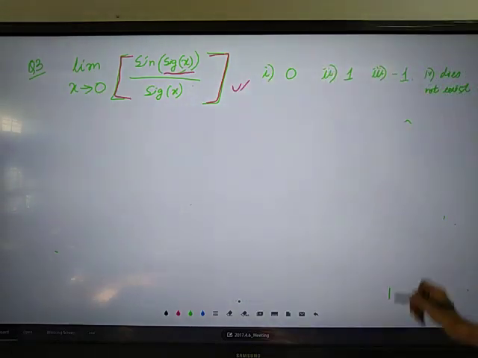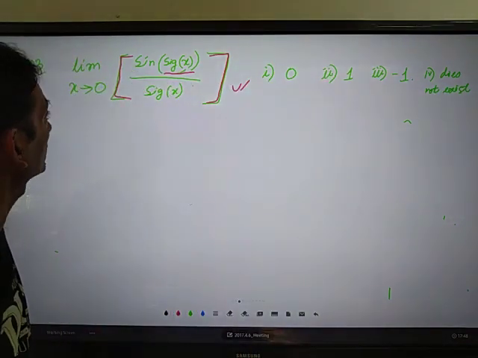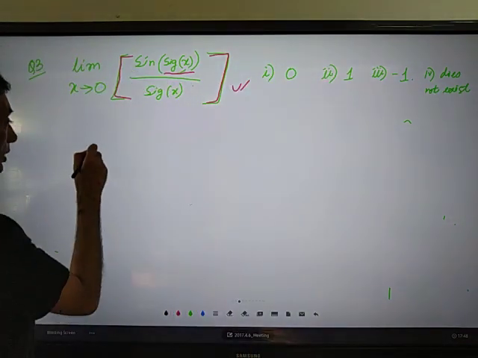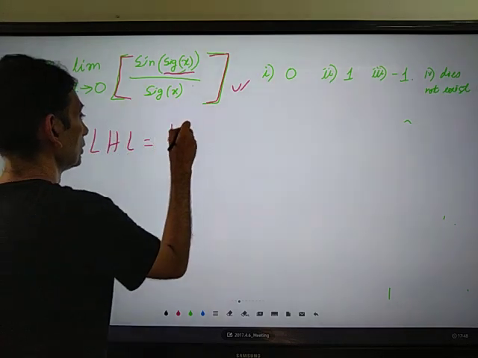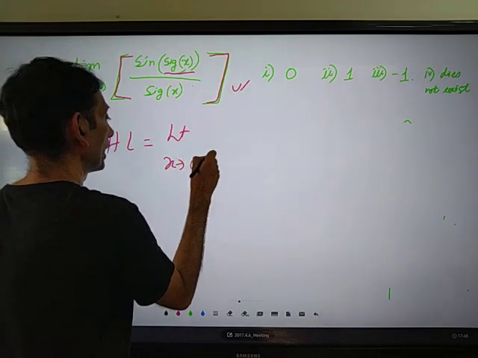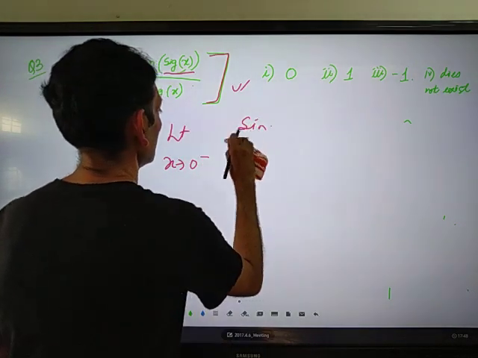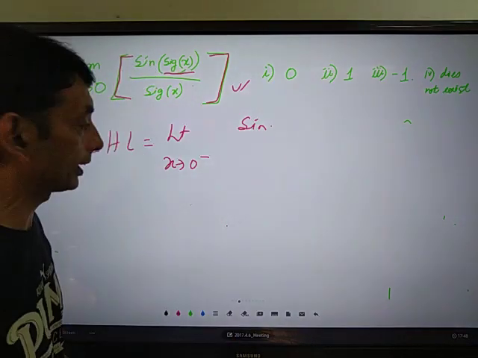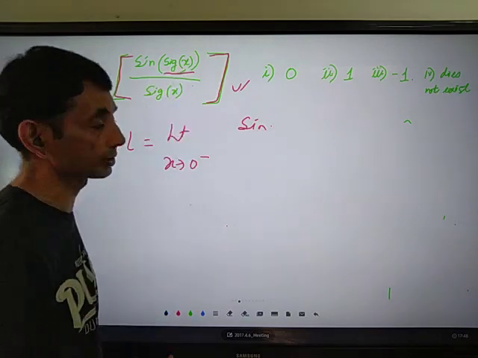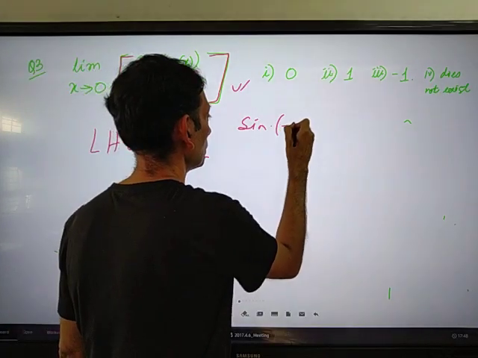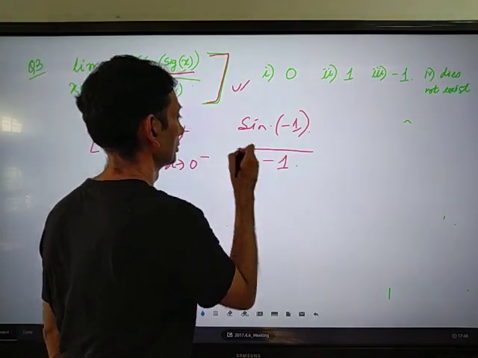There are 4 options. So we'll try to find this limit with the help of the left hand limit and the right hand limit. Let us calculate the left hand limit first. Limit x tends to 0 minus, that means x is less than 0. We know that if x is less than 0, signum function of x is equal to minus 1, and this is also equal to minus 1.